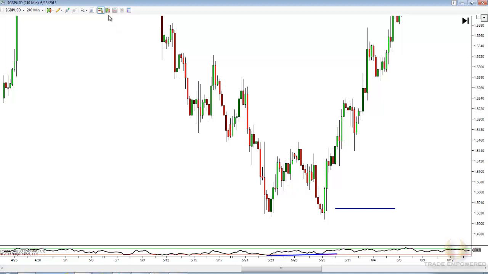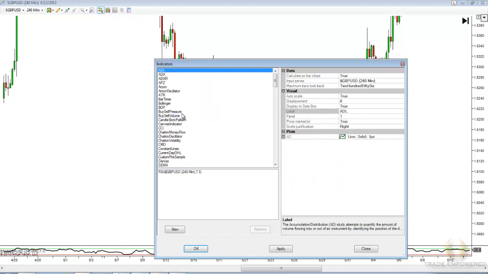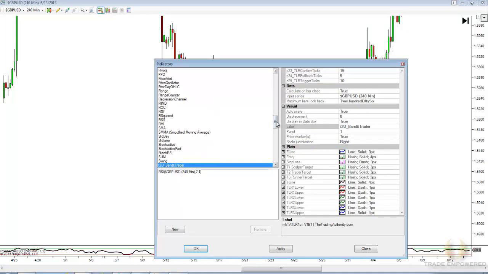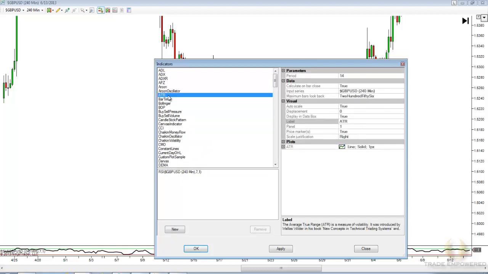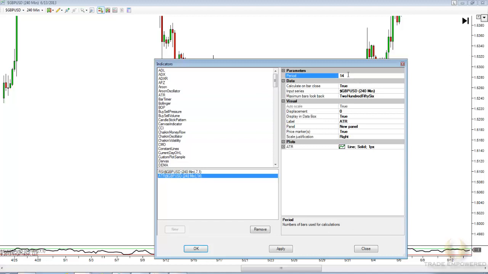I like to use an ATR stop just to make it more consistent, but feel free to experiment with different ideas if you have them. So I'll bring on another indicator, and it's the ATR, the average true range. This is another one that should be on every charting platform. If you don't have it, then again, you need to switch charting platforms right now.